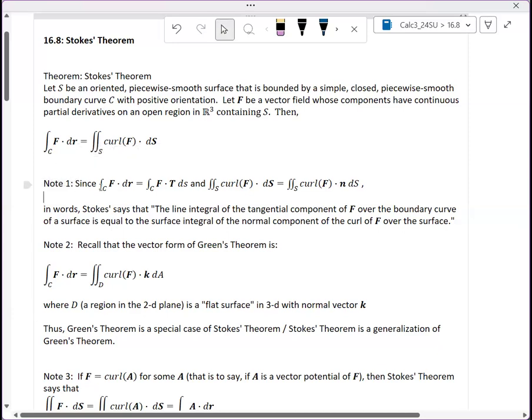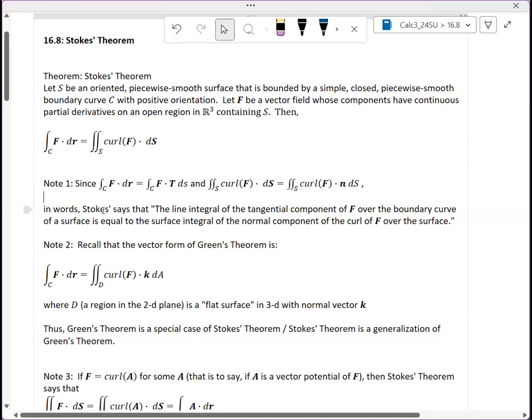Note one down here, what does Stokes' theorem kind of say in words? Well, we recall that the line integral of F dot dr, we can think about that as the line integral of F dot T, the unit tangent vector, ds. So this is kind of like the tangential component of the field. And the double integral of the curl of F dot dS, well, we can think of that as the surface integral of curl of F dot n, the unit normal, dS. So it's kind of like the normal component of the curl of the field.